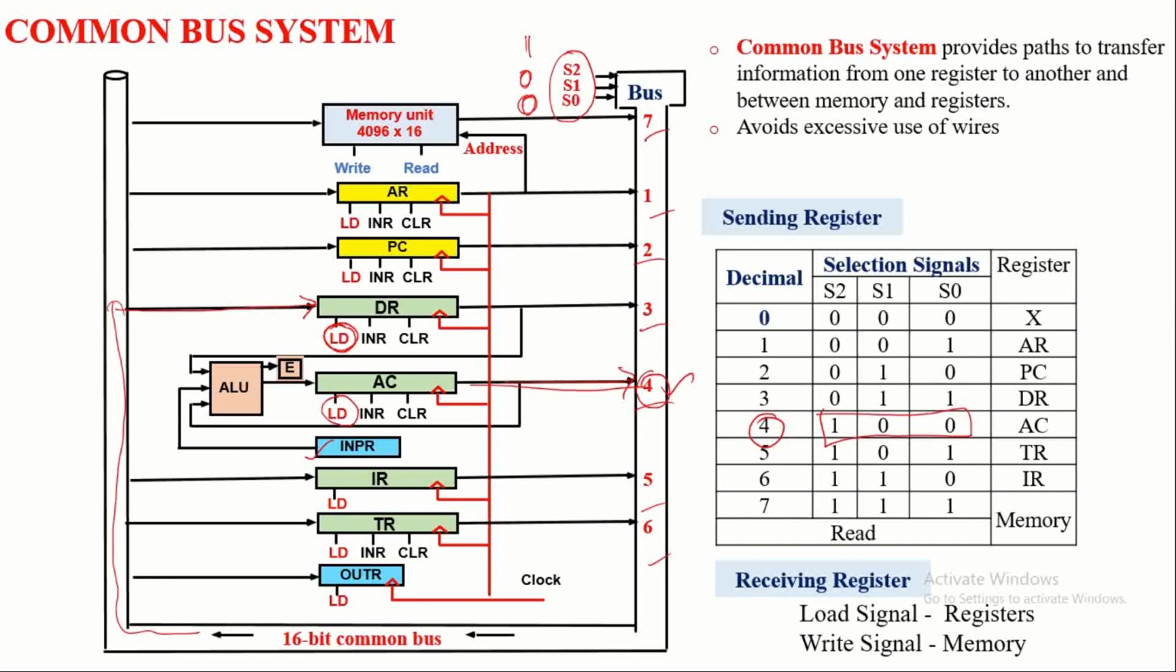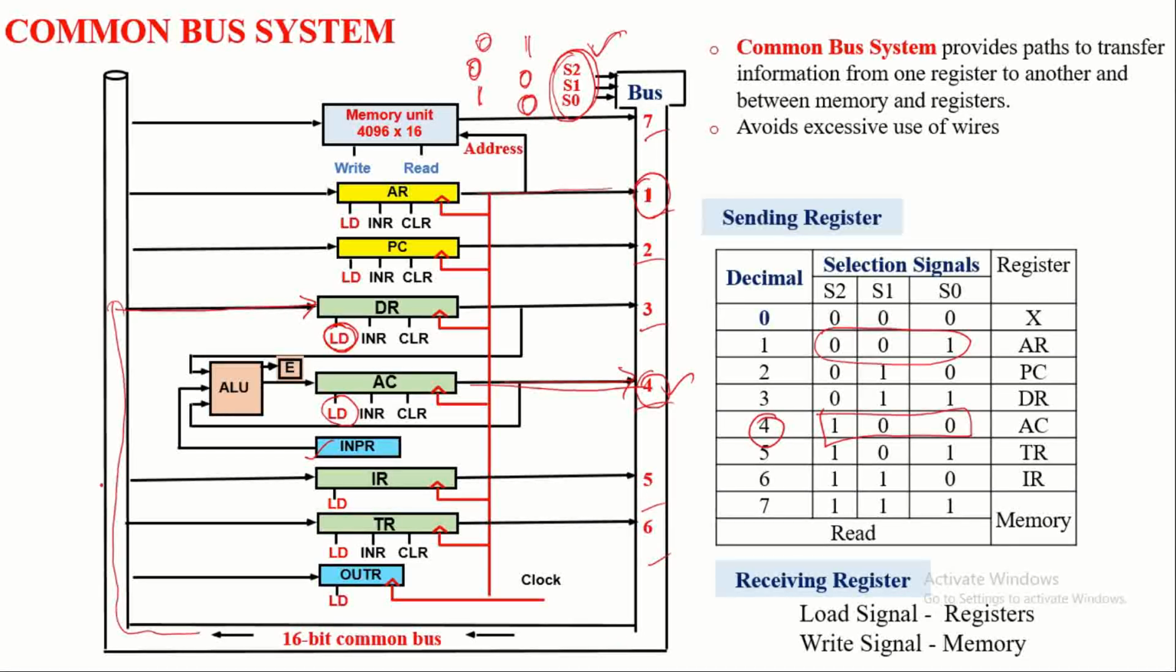Okay, so there are only two important points. Who has to transmit the information is determined by setting the selection signal values. Suppose the address register has to transfer the information over the bus, what is the number for this? 1. Okay, so for this the binary value has to be 100. If the selection signal values are 100, at that time the address register has to transmit the information.